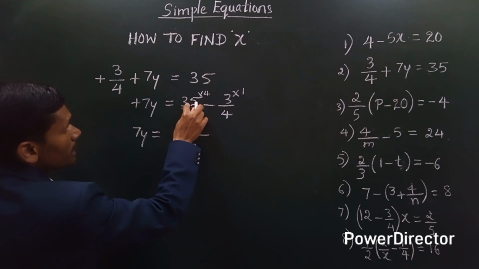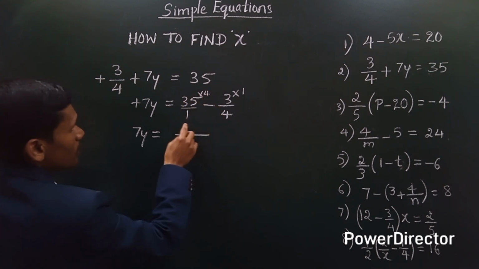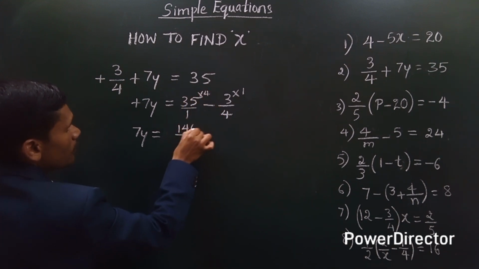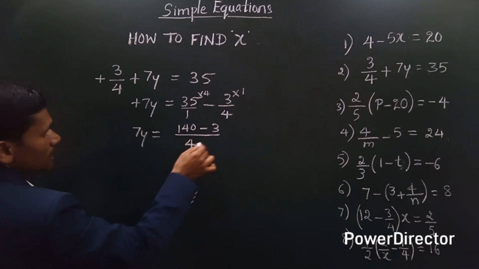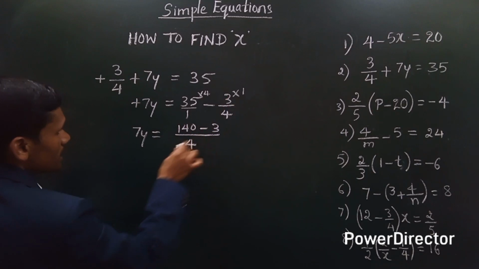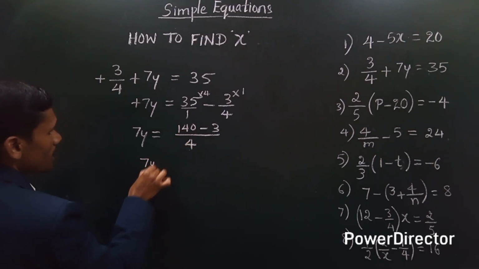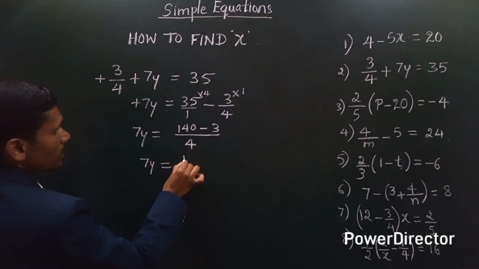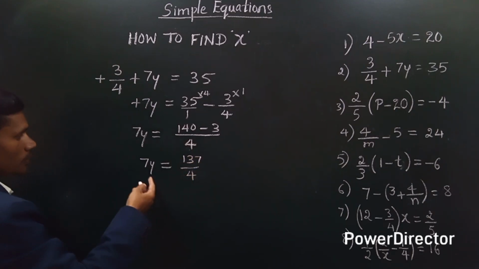Now what we will do is 35 into 4 you have to multiply. This is 3 4s are 120, 3 4s are 120 plus 5 4s are 140. We are getting 140 minus 3. Right? Now 140 minus 3 means what we are getting? 137 we are getting. 7y is equal to 137 divided by 4 you got. Right? Now what you have to do?